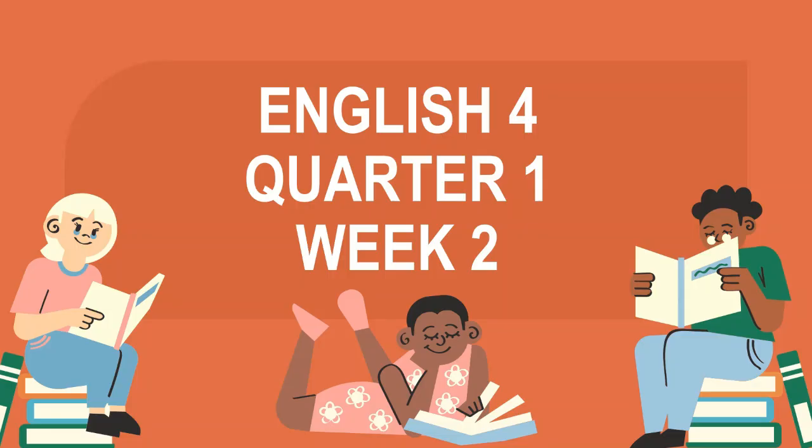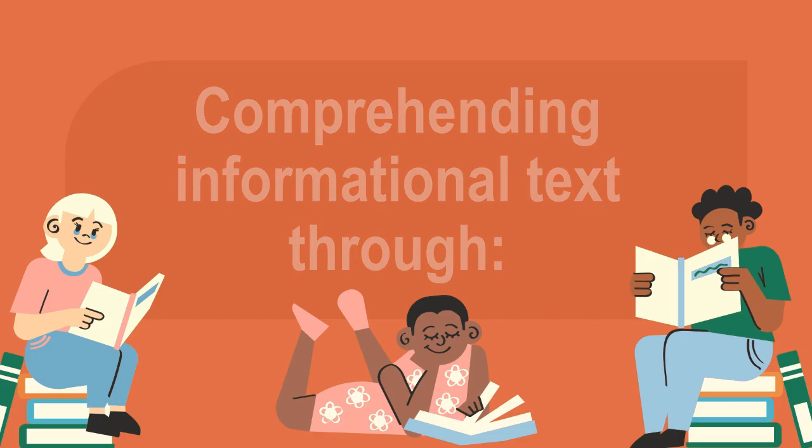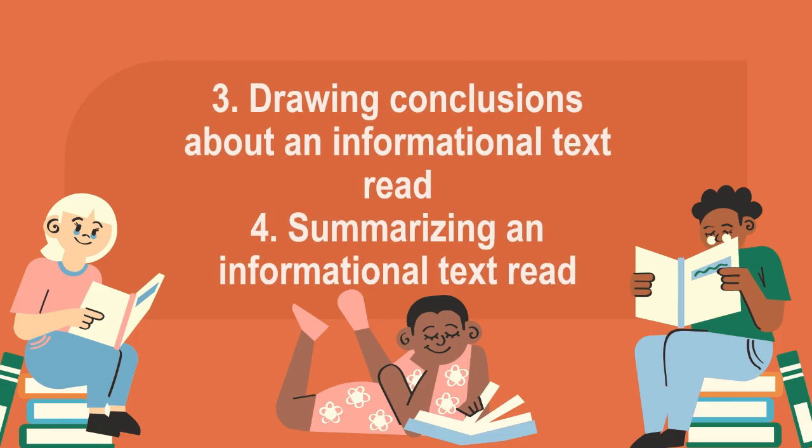English 4, Quarter 1, Week 2. For the content, we have comprehending informational text through noting important information through outlining. Outline important events of an informational text read. Drawing conclusions about an informational text read. Summarizing an informational text read.